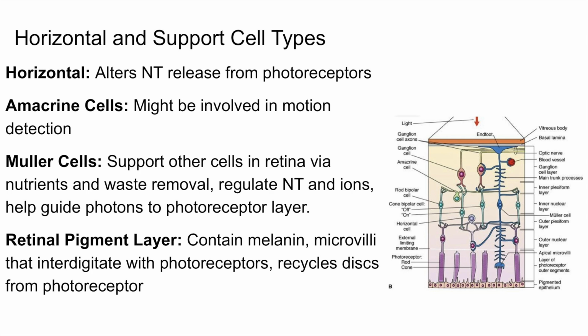So the big picture takeaway is that vision isn't just a straight pipeline, right? These supporting cells introduce contrast, timing, stability, and maintenance. Without them, the receptor to bipolar cell to ganglion pathway would technically exist, but the signal would be noisy, it would be blurry, and it would be incredibly short-lived.